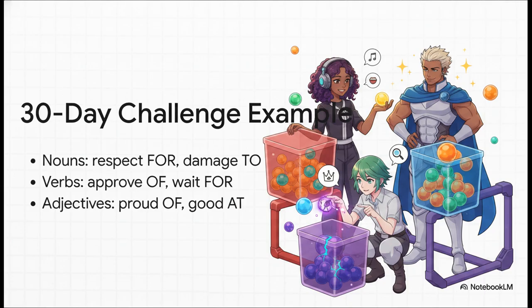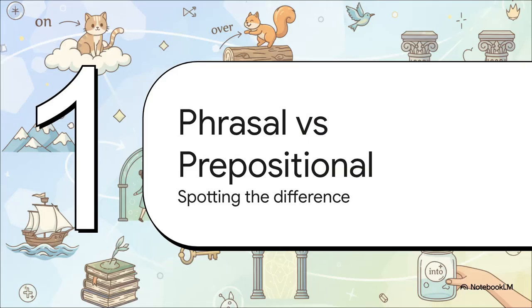Meanwhile, adjectives related to feelings often use of or about, like being proud of or angry about a decision. Grouping them like this gives your brain a nice framework to hold on to. Okay, section 4, phrasal versus prepositional verbs. We are now stepping into the most treacherous territory. We're going to interrogate the two main suspects causing all the confusion for English learners.